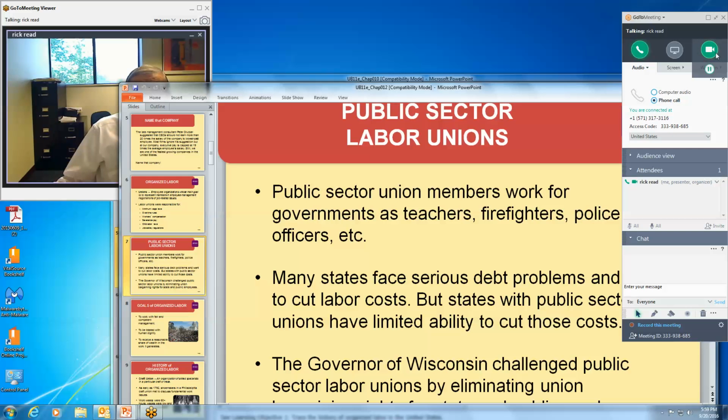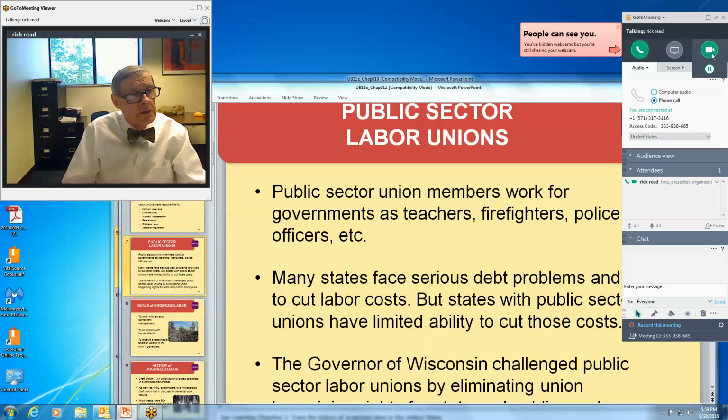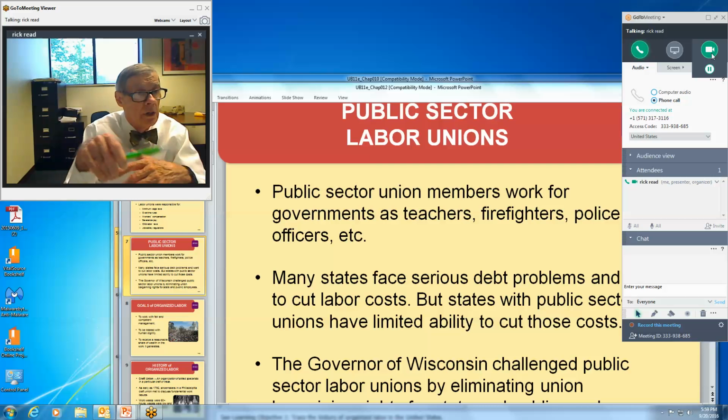Public sector unions do the same thing. The difference is those are government employees working usually for government agencies, teachers, firefighters, police, etc. Many states have reduced what public employee unions can do and put great onuses on them. One of the reasons that was done was to balance the books.